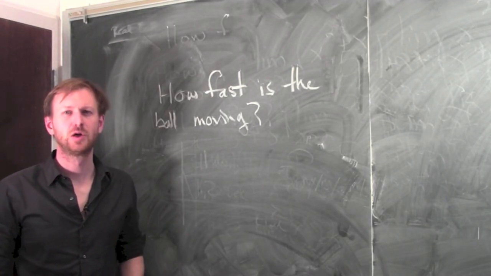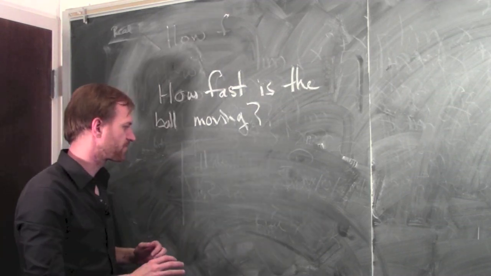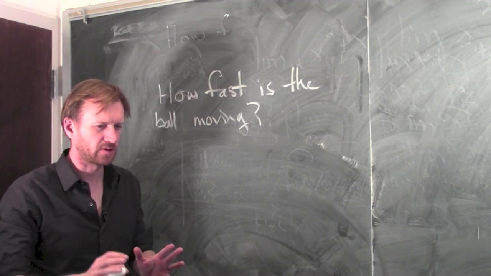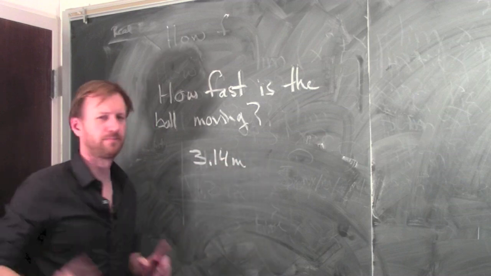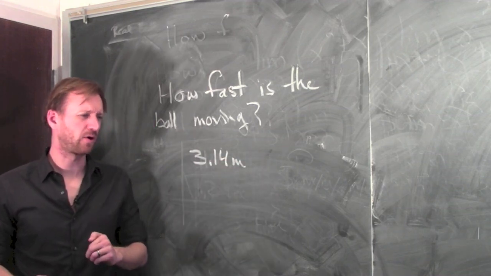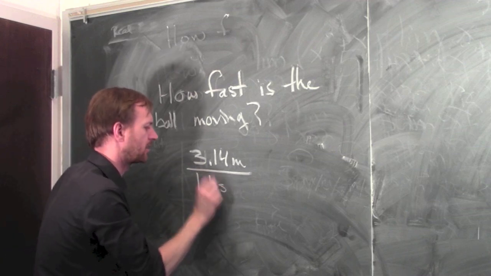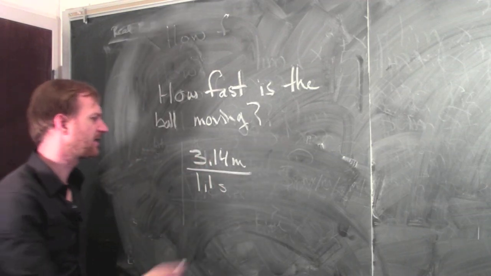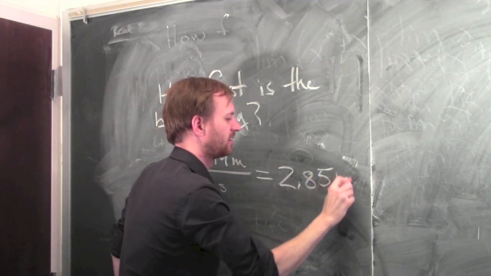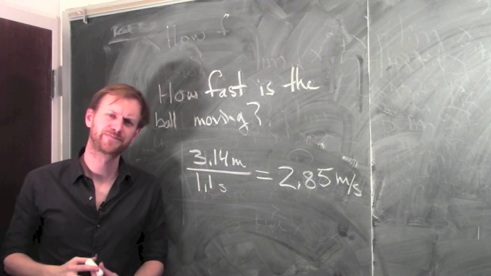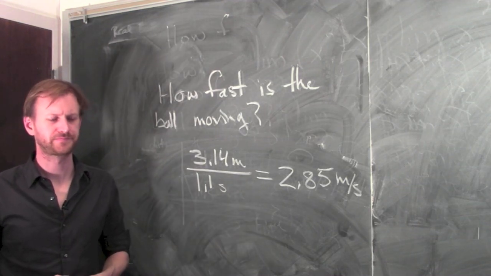So how fast was the ball moving? Well, let's see. The total distance the ball traveled was about 3.14 meters. And the total time the ball traveled for was about 1.1 seconds. Dividing this, we find this is equal to 2.85 meters per second. This is the average speed of the ball.